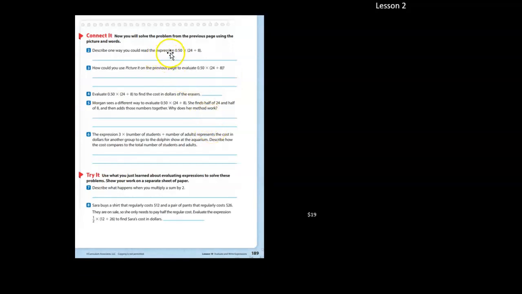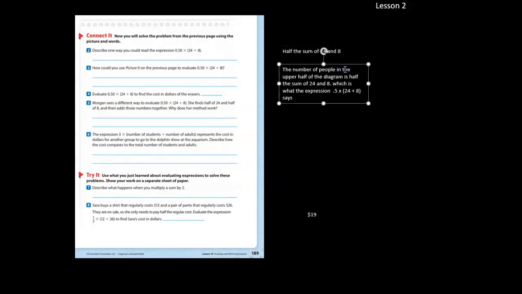Describe one way you could read the expression 0.50 times parentheses 24 plus 8 parentheses. What's one way that you could say that? Well, you could just say it's half the sum of 24 and 8. How could you picture it on the previous page to evaluate? So how could you use the picture to answer it, to solve it? It says the number of people in the upper half of the diagram is half the sum of 24 plus 8, which is what the expression 5/10 times 24 plus 8, or you could say half times 24 plus 8, means.